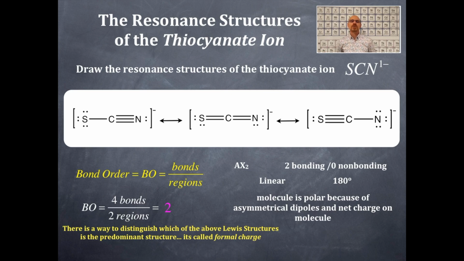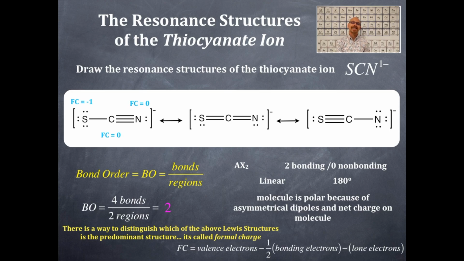Okay, how do we distinguish between non-equivalent resonance structures? Formal charge. That's why I'm wearing my button-down shirt today. All right, so formal charge is the valence electrons minus 1/2 the bonding electrons minus the lone electrons on that atom. So we're going to calculate the formal charge for each one of these. The formal charge on the left-hand sulfur is -1. Now, sulfur is electronegative, so a -1 formal charge, that's really not so bad. Formal charge on the carbon is 0. That's pretty good, okay? And the formal charge on that nitrogen is 0.